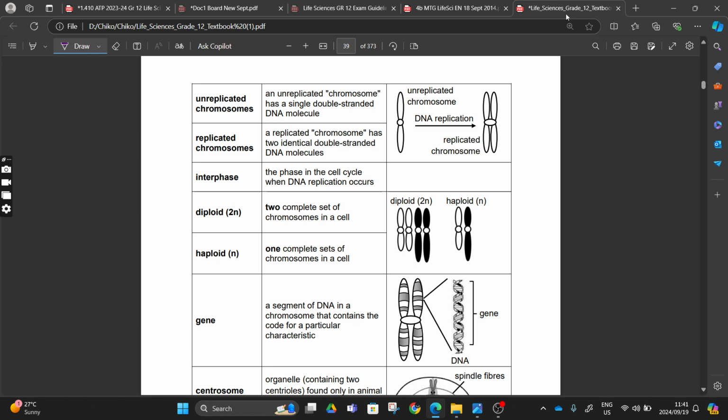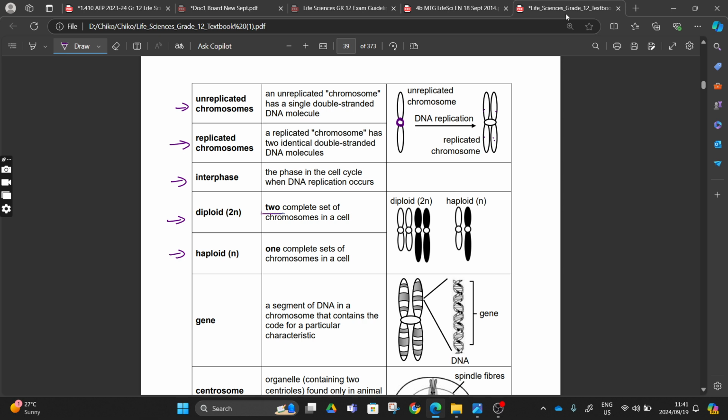And then we also learn about unreplicated chromosomes and replicated chromosomes. As you can see, the chromatids are joined by our centromere there. When we have one centromere with 2 chromatids, or 4 chromatids in total, we can conclude that our chromosomes have already replicated. When we only have one centromere and 1 chromatid, it is an unreplicated chromosome. All this replication takes place in our interphase.